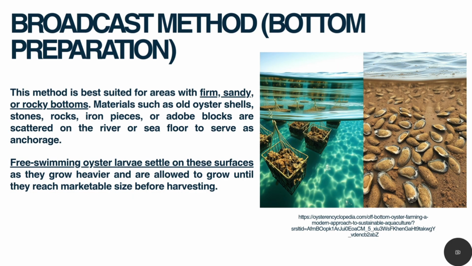To continue, this method is best suited for areas with firm, sandy or rocky bottoms. Materials such as old oyster shells, stones, rocks, iron pieces, or adobe blocks are scattered on the sea or river floor to serve as anchorage. Free-swimming oyster larvae settle on these surfaces as they grow heavier and are allowed to grow naturally until they reach marketable size for harvesting.